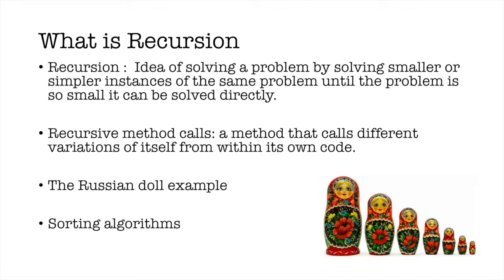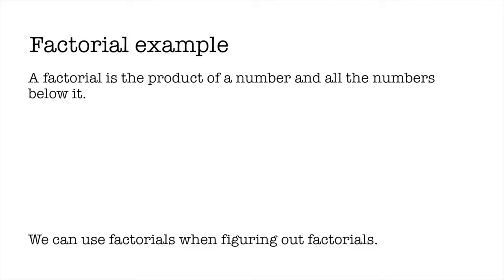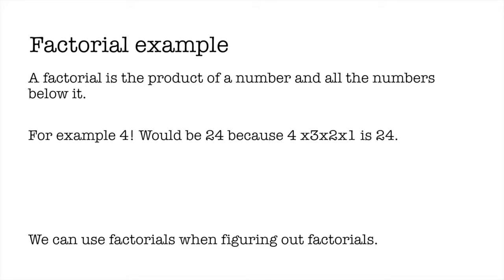Examples of when you might want to use recursion in your code is if you wanted to reorder a list or search through a list for a particular number. A common example of when we might want to use a recursive function is when computing factorials, which will be the basis for our example in this video. As a reminder, a factorial is the product of a number and all the numbers below it. For example, 4 factorial would be 24 because 4 times 3 times 2 times 1 is 24.